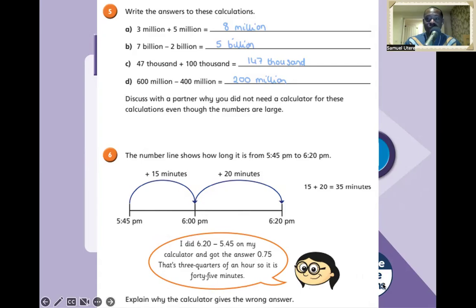This is similar to what we did earlier in our previous example. So 5:45 to 6 p.m. is 15 minutes. 6 p.m. to 6:20 is 20 minutes. So that gives us 35 minutes. So the calculator would not give you the correct answer. Why? The calculator works in base 10. But when you're working with time, you need to know the fact that 60 minutes is equal to an hour.